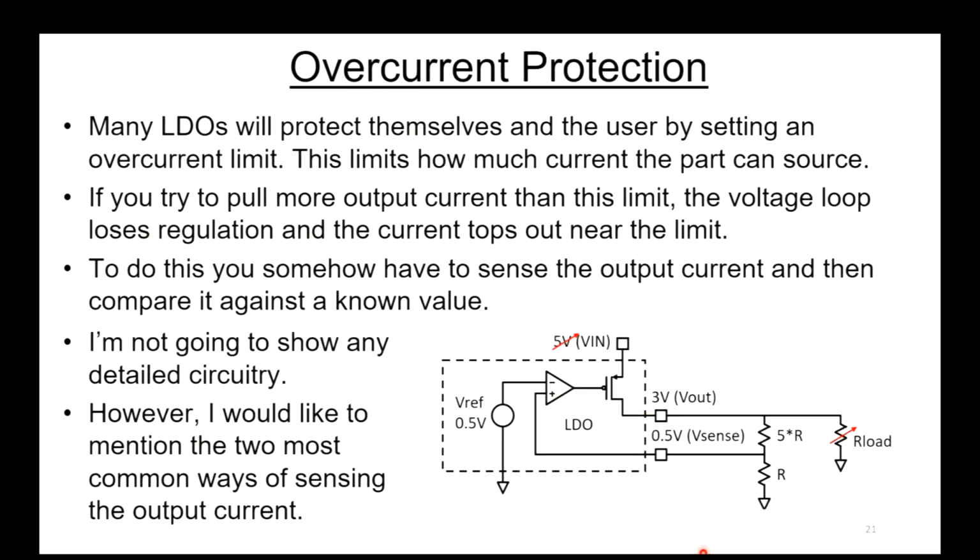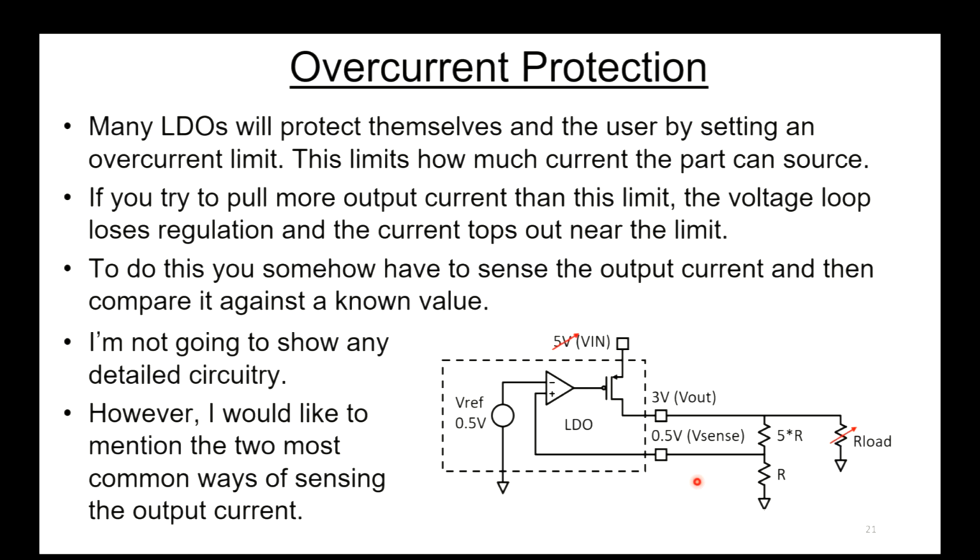Overcurrent protection. So many LDOs will protect themselves and the user by setting an overcurrent limit. And this limits how much current the part can source. And if you try to pull more current than that limit, the loop is going to lose regulation. That means it's not going to be able to go to the right voltage anymore. And the current is going to top out near whatever the overcurrent limit has been set at.